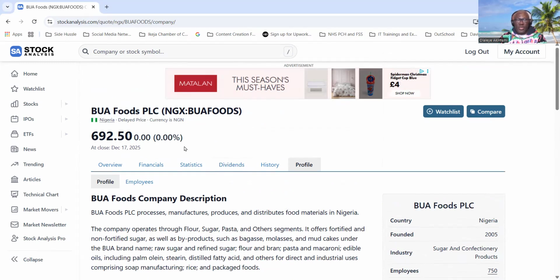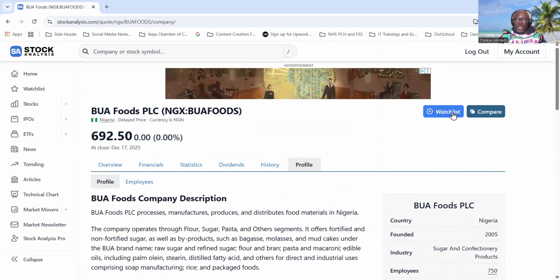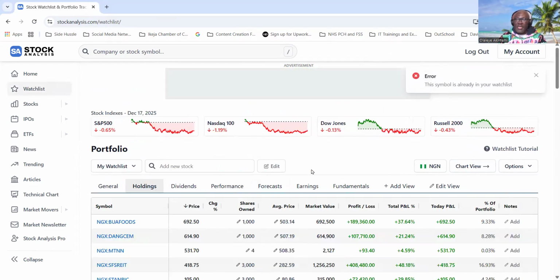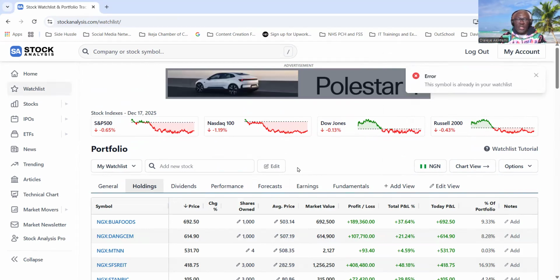Okay, now let's move on. So for me to do a comparison of different stocks and to be able to analyze them, I then need to click on watch list. And this is how you begin to add more stocks to this tool.